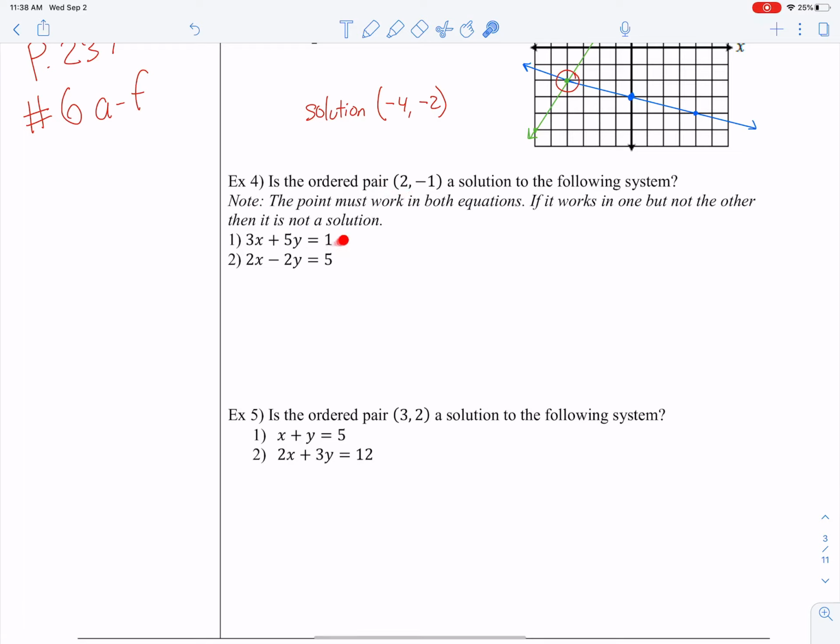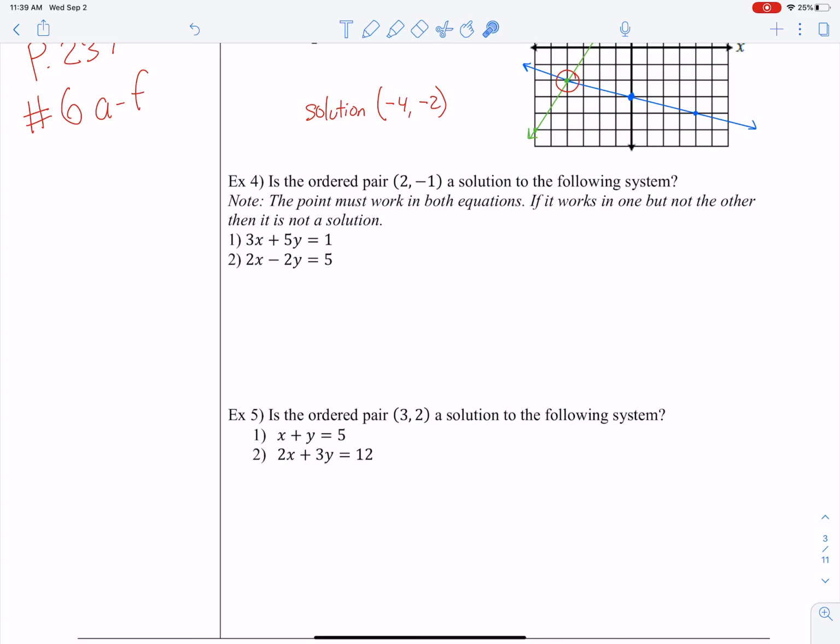And then we're going to have our two equations and we're going to see if the solution works in both equations. Okay? A note here is the point must work in both equations. If it works in one but not the other, it's not a solution. If you have one fail and one pass, it's not a solution.